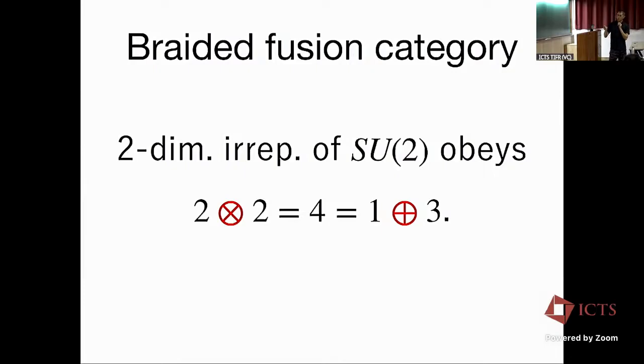And you know that you can take a tensor product of these irreps, and then you get a four-dimensional reducible representation. And since this is reducible, you can decompose it as a direct sum of irreps, and you get one-dimensional and three-dimensional irreps. And if you look at this equation, you find the irreps are equipped with two binary operations. One is tensor product, and another is the direct sum.